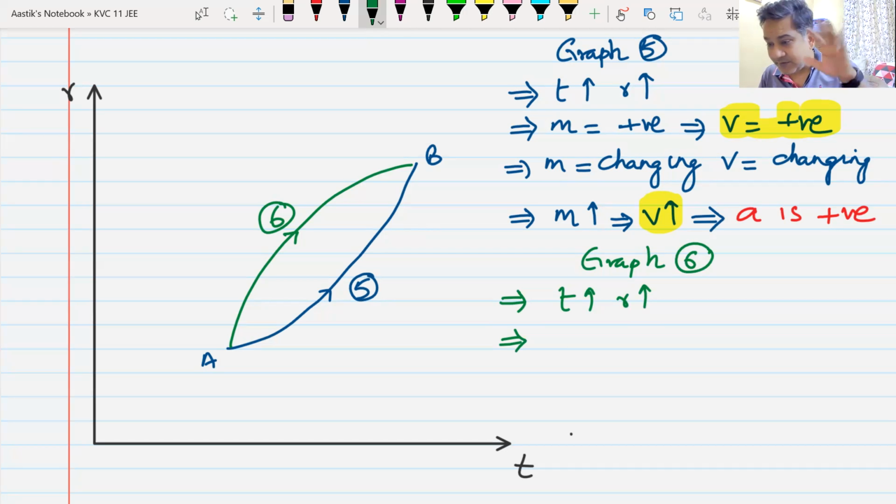Graph number 6. Anyone remember graph number 6 now? You can't see it on the board, but it's in your head, right? Yes or no? Answer the following question. The first point is that when time increases, the position increases. What can you say about the slope of the graph?